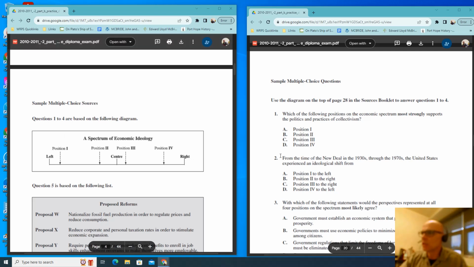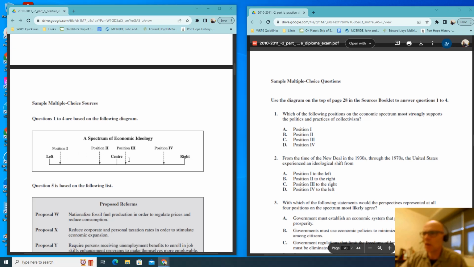From the time of the New Deal in the 30s through the 70s, the United States experienced a shift from position 1 to the left. That doesn't seem possible. Position 2 to the right. Well, if it's going towards capitalism, you'd be seeing less government involvement in the economy. And the whole point is that the New Deal was going to be more government involvement in the economy. 3 to the right or 4 to the left.